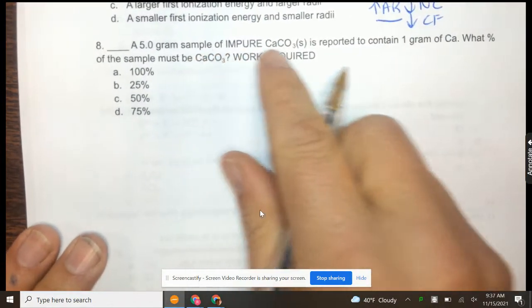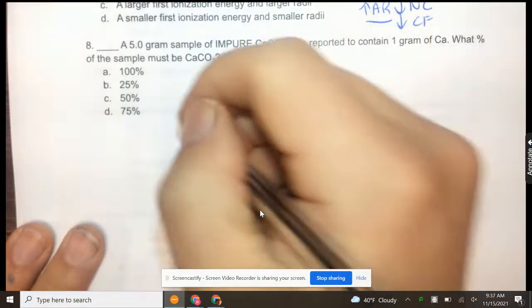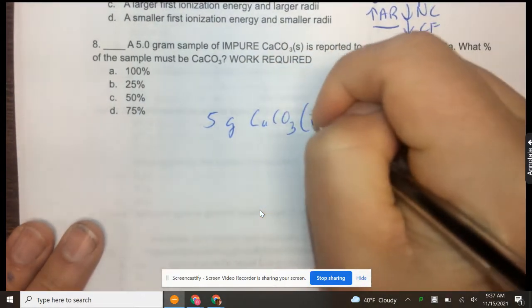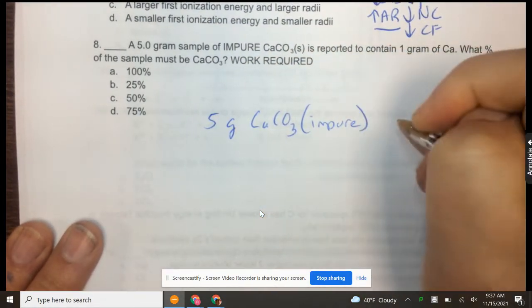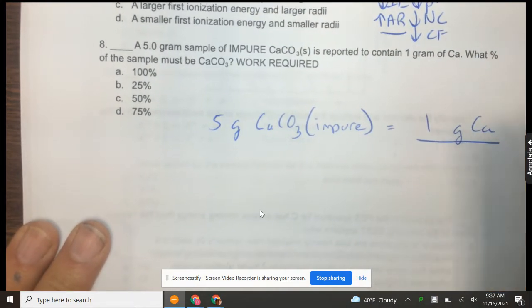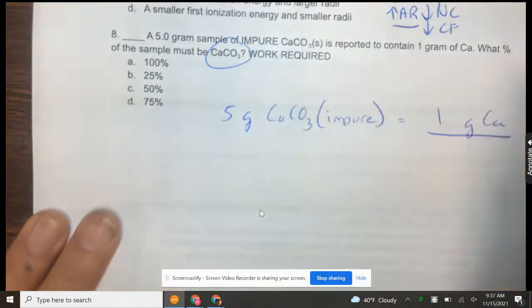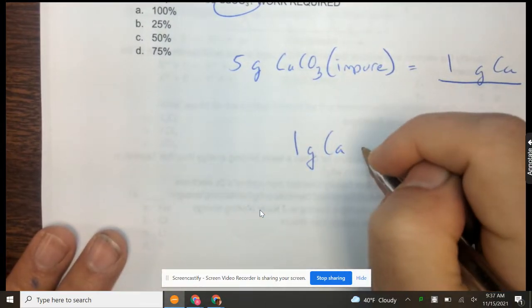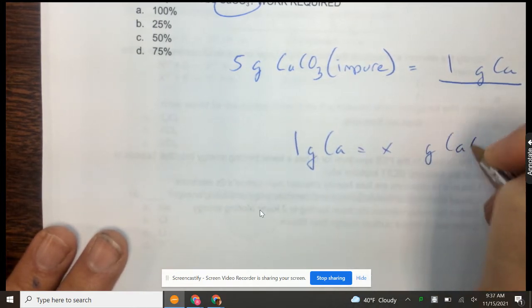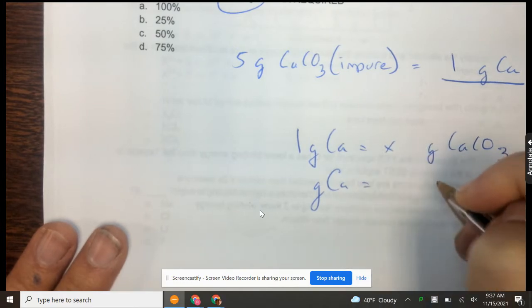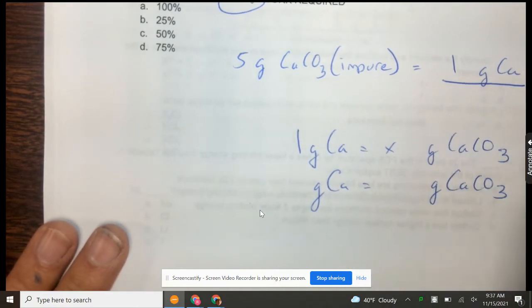A 5-gram sample of impure calcium carbonate, so I start by writing 5 grams calcium carbonate impure, but I do know that it contains 1 gram of calcium. What percentage of the sample must be calcium carbonate? Well, I'm going to use my 1 gram of calcium to figure out how much calcium carbonate has to be there. So I'm going to use my ratio, put it right underneath here.